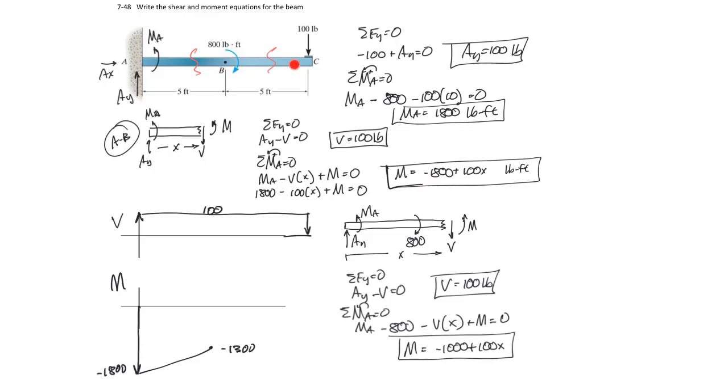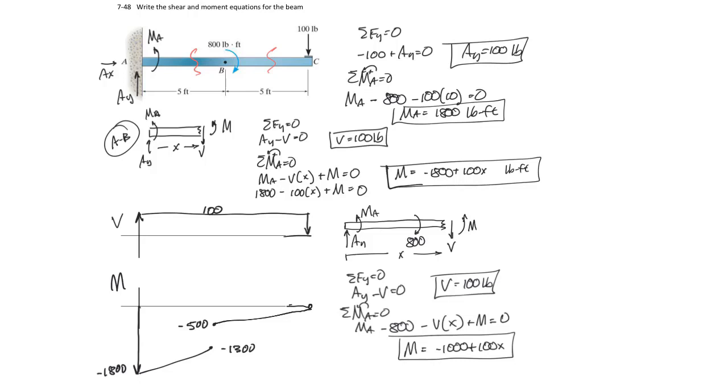All right, let's move from B to C. Here is our equation. So at x is equal to 5, moment is equal to negative 1,000 plus 500, so it'll be negative 500. And then at x is equal to 10, I have moment is equal to 0. So that's going to be out here. And again, this is a straight line. You can see that's an equation of a straight line. So here's a picture of our moment graph.